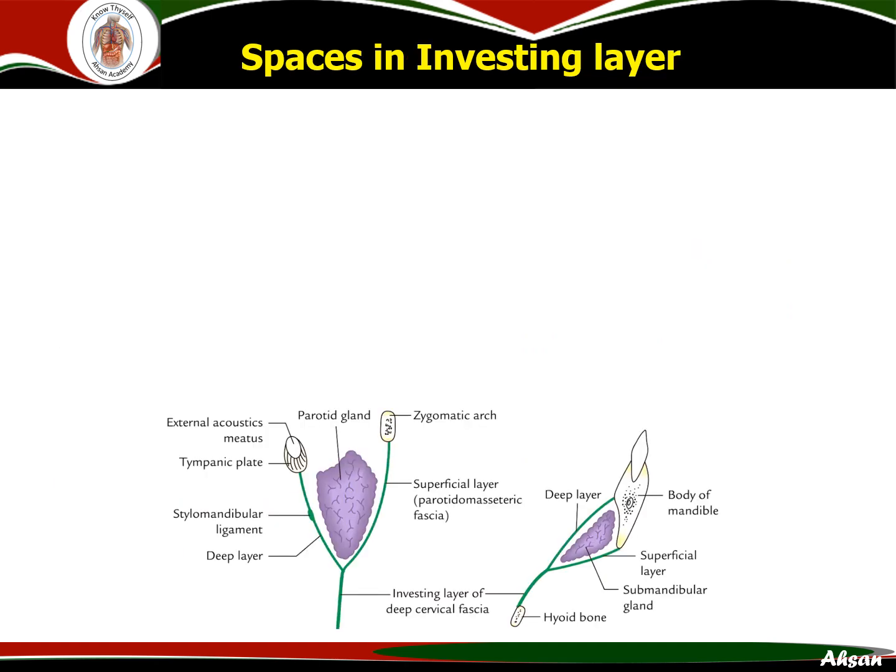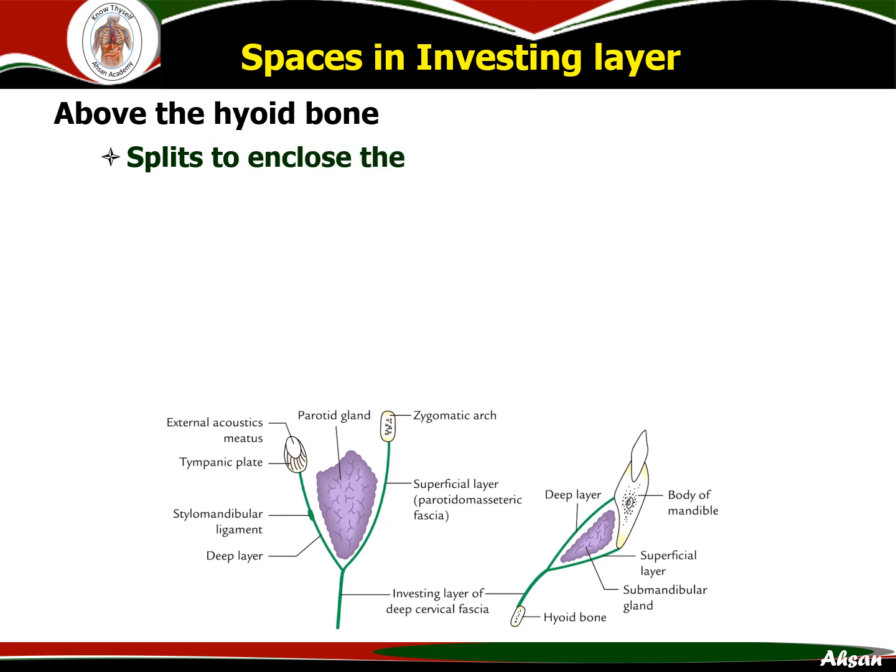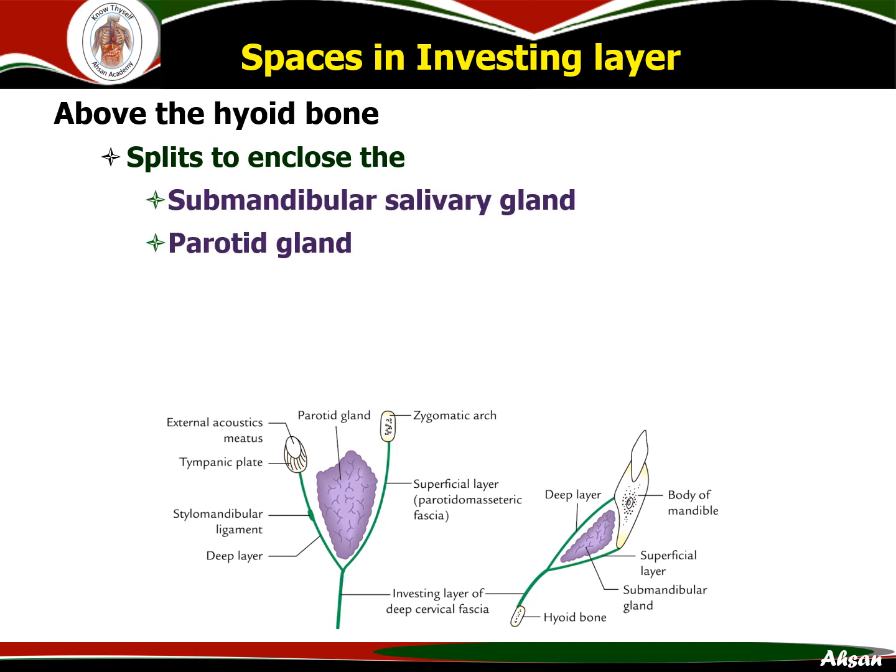The investing layer above the hyoid bone splits to enclose the submandibular glands. The superficial layer remains attached to the base of the mandible, and the deeper layer is attached to the mylohyoid line, and this layer encloses the submandibular gland. Posteriorly, it extends as a split layer, passing deep and superficial to the parotid gland and enclosing it.